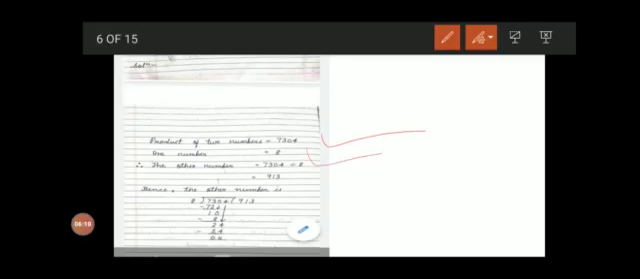For the other number we have to divide. If we divide 7304 by 8, we get 913. It means the other number will be 913.